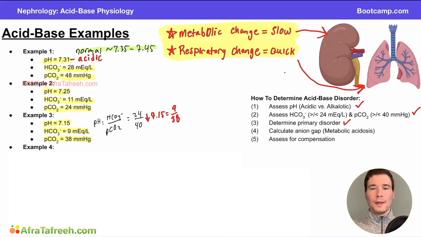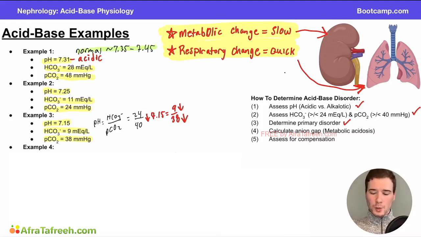This is acidic. We can then look at the bicarbonate and see that this is lower than the expected 24. So this is also getting a down arrow. And our PCO2 of 38 is also slightly below the 40 value that we're using for our calculations. And thus this is also getting a down arrow. So now the question is, we've assessed the bicarb and we've assessed the CO2, and we say which one is causing the primary disorder?